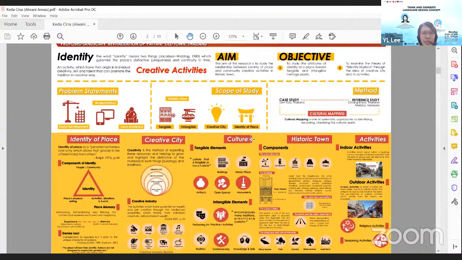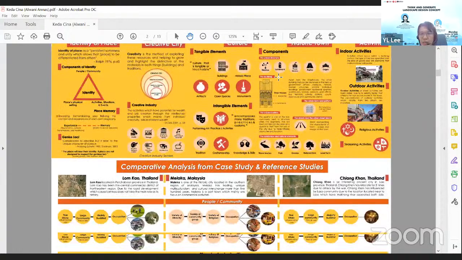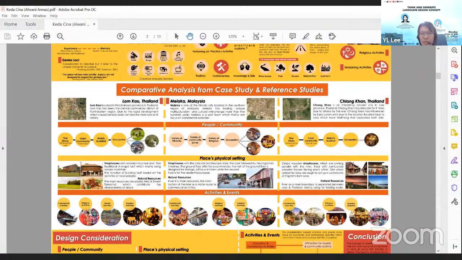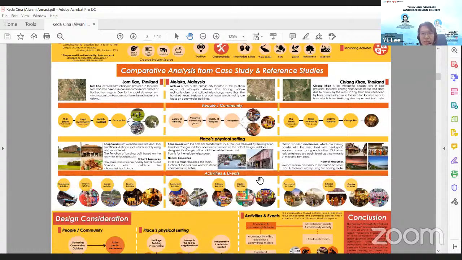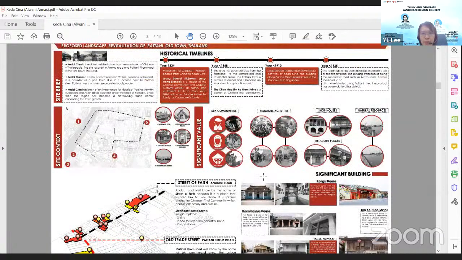So this is her site inventory analysis, and she also did a reference study. I say when you want to get an experience on your project, you need to have an example of a case to start with. So this is her inventory analysis. For me, it's very in-depth because she tried to do cultural mapping. Of course, every project you have to start with the background of the site.